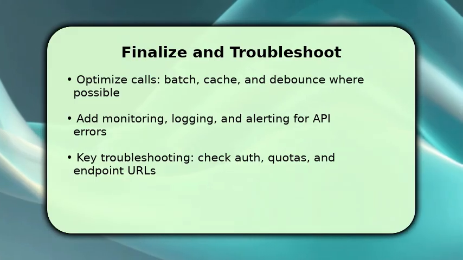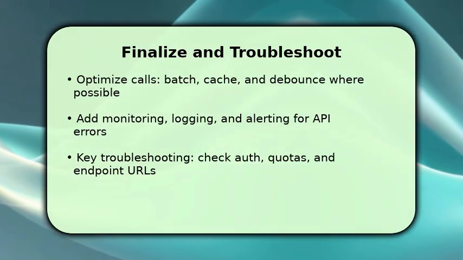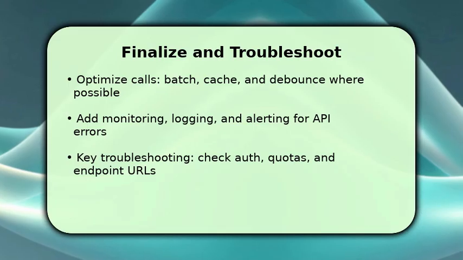If things go wrong, the single most effective check is to verify authentication tokens, quota limits, and exact endpoint URLs. Those three cover most integration failures and get.